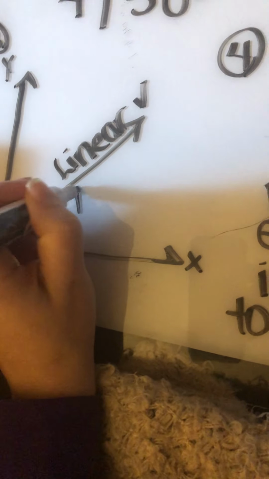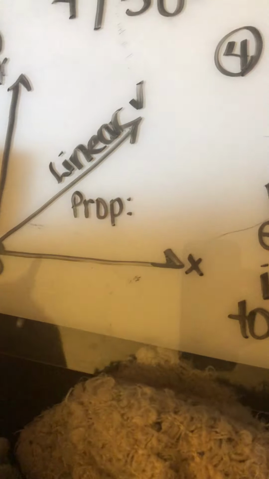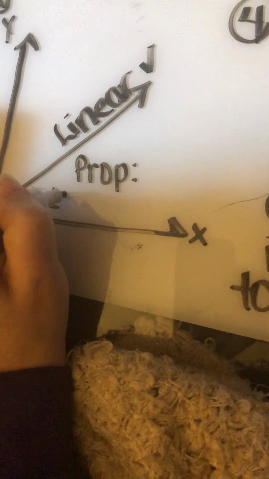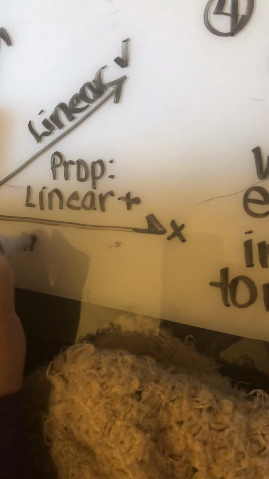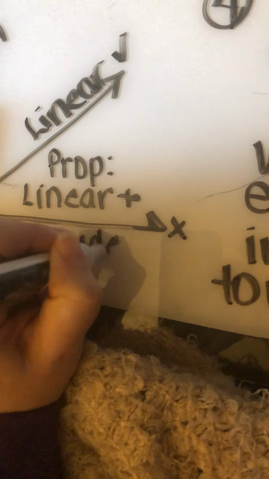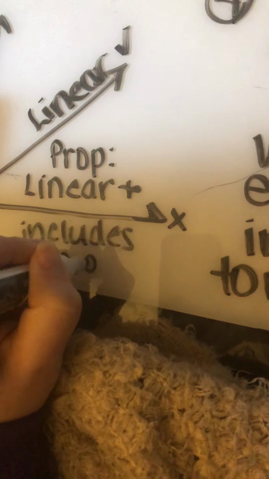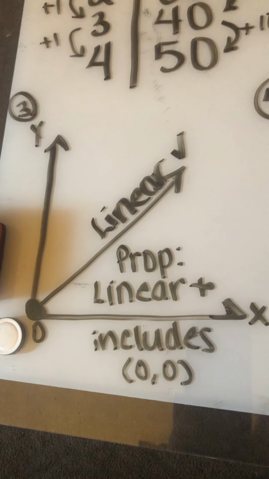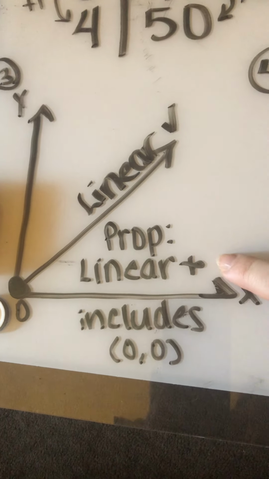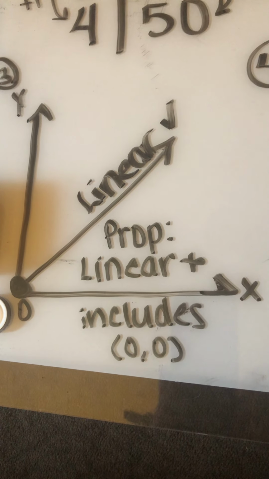So this graph is proportional. Why? Because it is linear and includes 0, 0, the origin. Okay? If you don't click both, it's not going to accept full credit for that answer. So if your graph is proportional, these are the 2 reasons why.